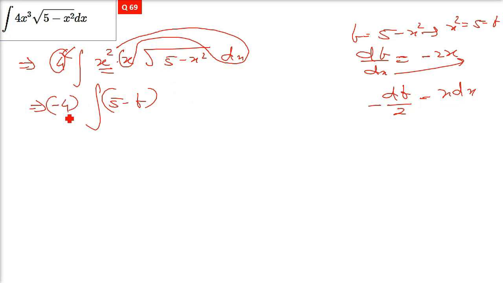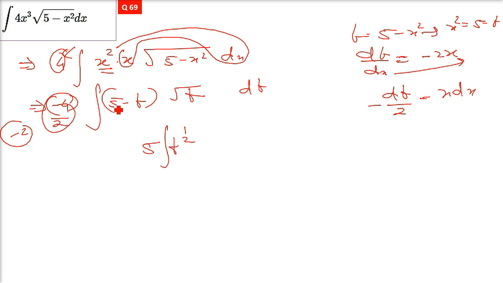So minus 4 multiplied by negative dt by 2. So it will be negative 4 by 2, that is negative 2. 5 minus t, under root 5 minus x square is t, under root t it will be. Now let's multiply. 5 under root t is t to the power half. So 5 I am taking outside, t raised half. Now multiply t with under root t. So t into t to the power half, t to the power 3 by 2. This is integrated with respect to dt, and negative 2 will deal with later.